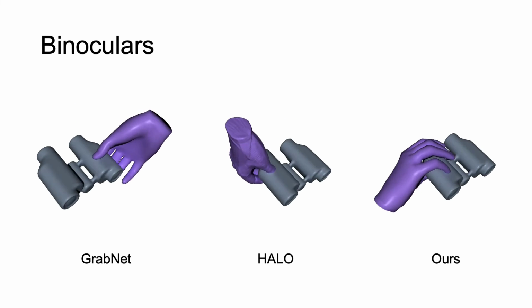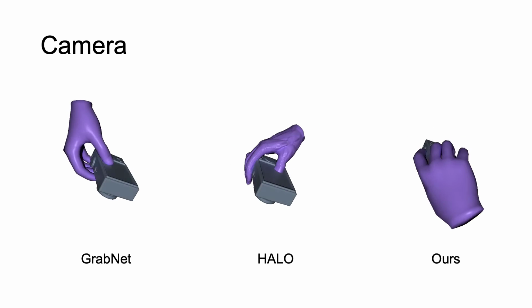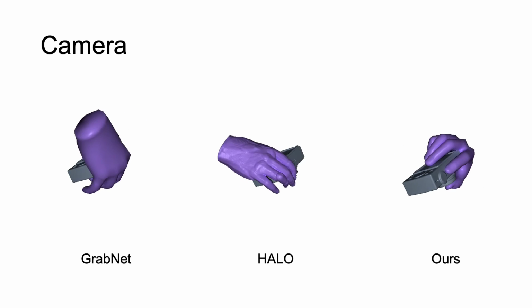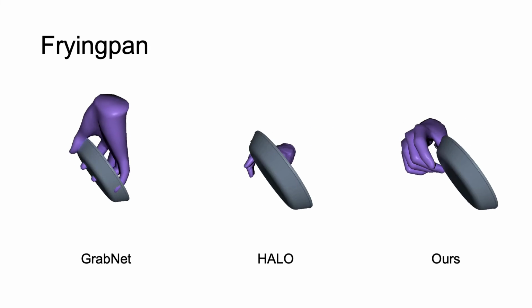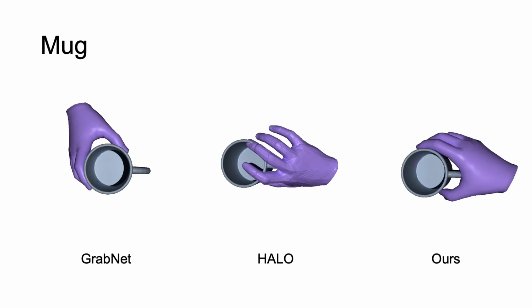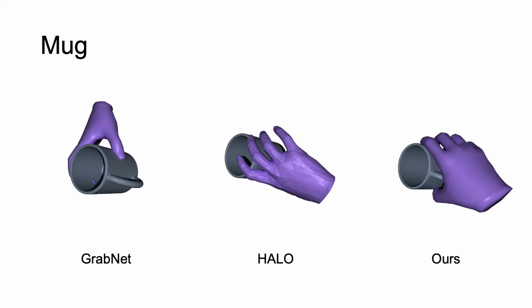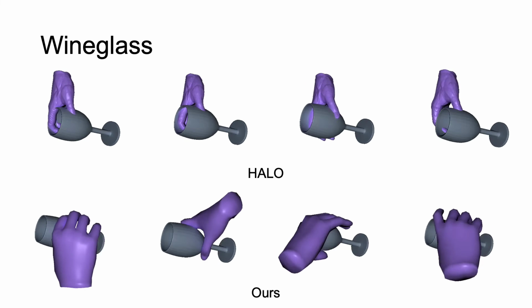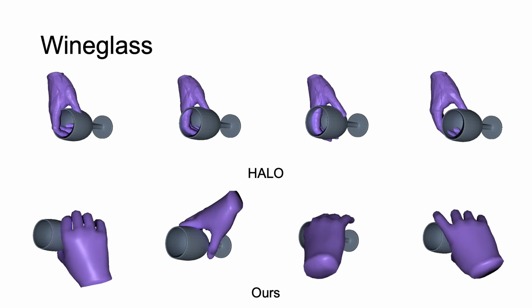Then, we show grasp synthesis results on 4 test objects from the GRAB dataset. We compare against GrabNet and Hello. Our generated grasps showcase improved object contact and reduced penetration. We also evaluate the diversity of the generated grasps. We observe Hello generates similar grasps for a given input object, while our generated grasps exhibit more diverse grasp poses.